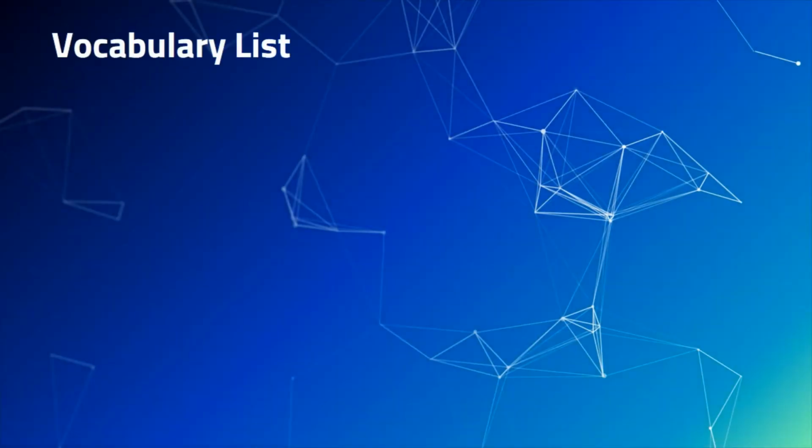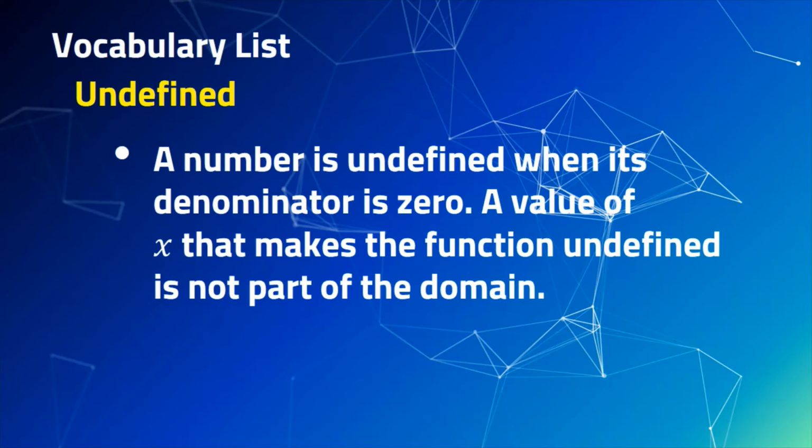This term is what we call undefined term. A number is undefined when its denominator is 0. So basically this is not a fraction because a fraction must have a numerator and denominator. The denominator must not be equal to 0. A value of x that makes the function undefined is not part of the domain. As you can see, you have here 0 as the denominator, so the value of this one is undefined.